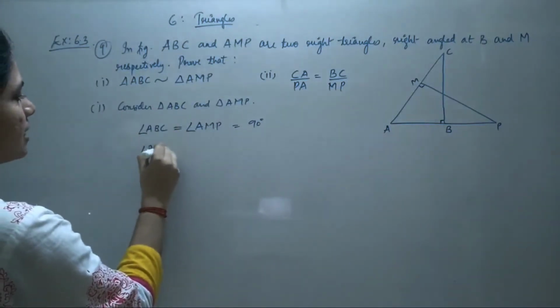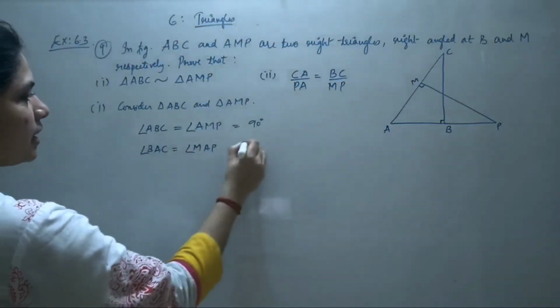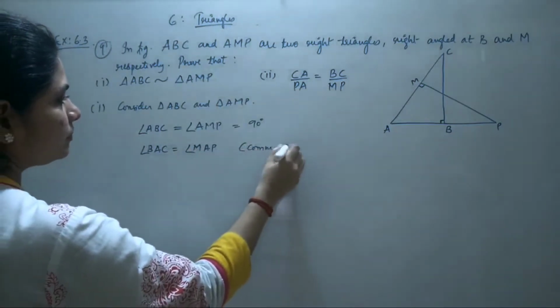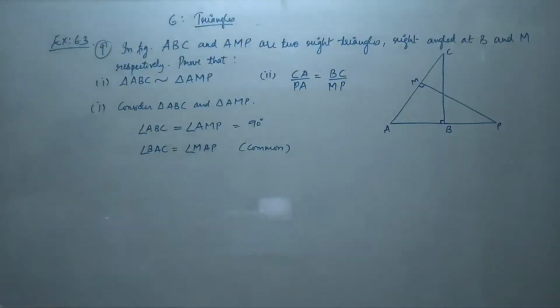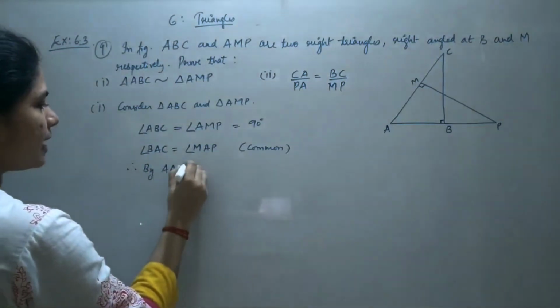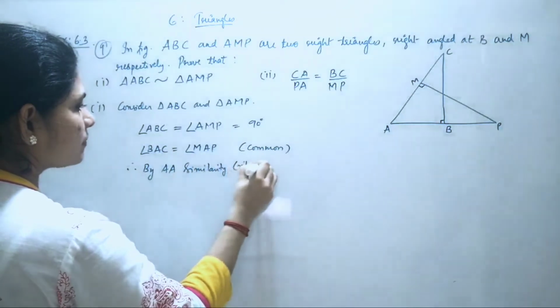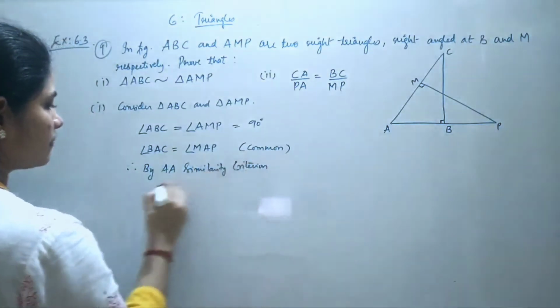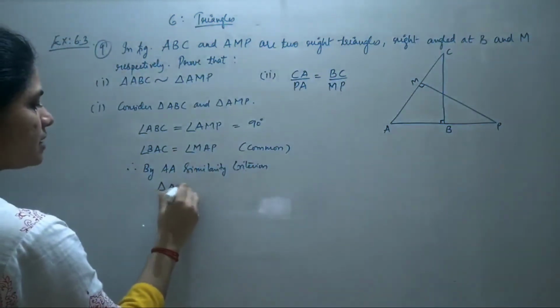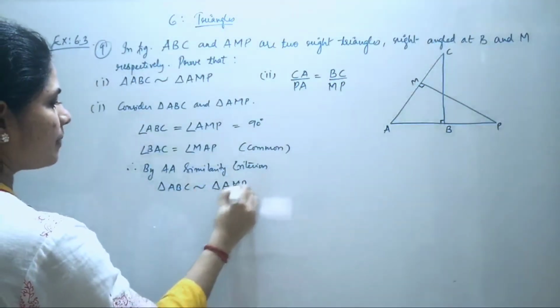So angle BAC is equal to what? Angle MAP. That is common. So you have got two angles of both the triangles to be equal. Therefore, by AA similarity criterion, triangle ABC is similar to triangle AMP.